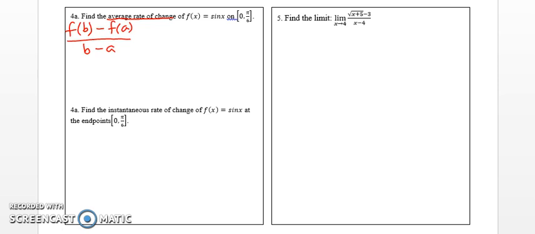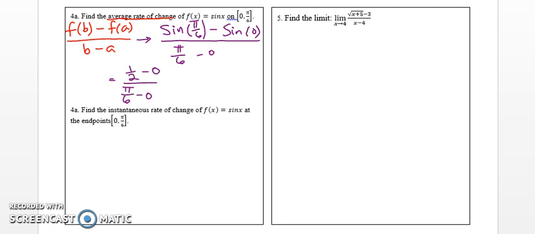Instead of writing y2 minus y1 over x2 minus x1, I'm going to write f of b minus f of a over b minus a, because I think this will be easier to see. We now have sine of pi over 6 minus sine of 0 over pi over 6 minus 0, and then this will give us 1/2 minus 0 over pi over 6 minus 0, which is just 1/2 over pi over 6, which is just 3 over pi. And that's 4a.